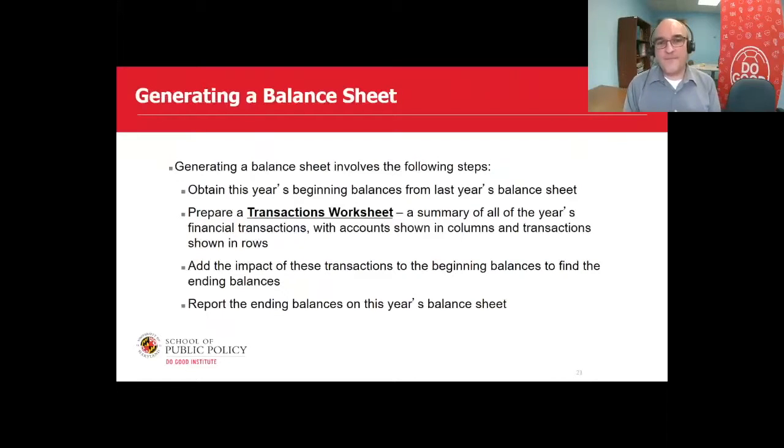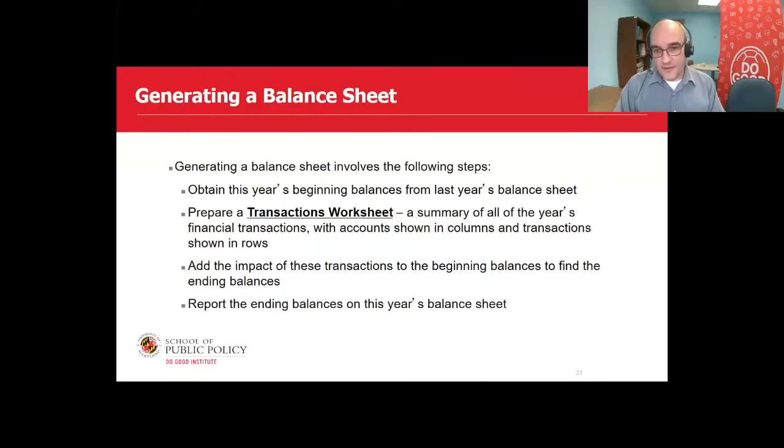So to create a balance sheet, all we need are last year's balance sheets, the information from the accounts in last year's balance sheet from the end of the year, and the information from what we call the transactions worksheet. Just the information from each of the organization's financial transactions with the accounts shown in columns, the transactions shown in rows, and the dollar amounts, positive or negative, shown in the cell entries. We'll use spreadsheets when we do this in class, but hopefully you can see in your mind's eye how these look. If not, I'll show you in a minute.